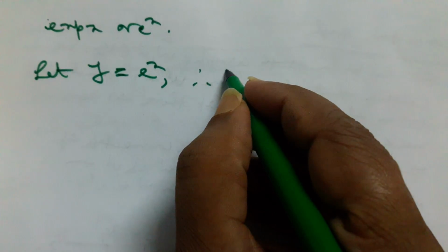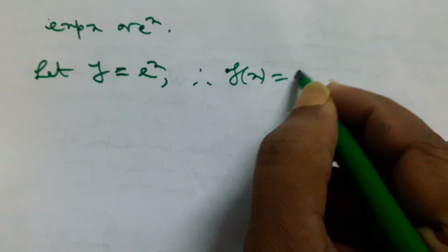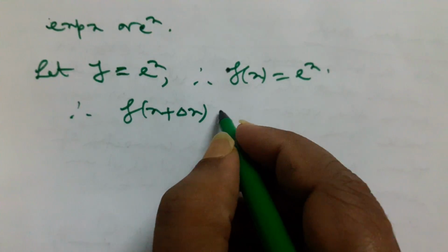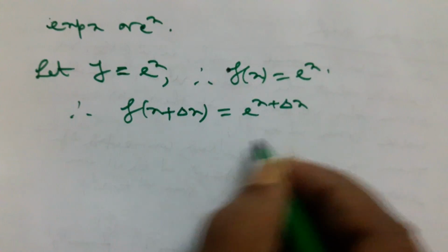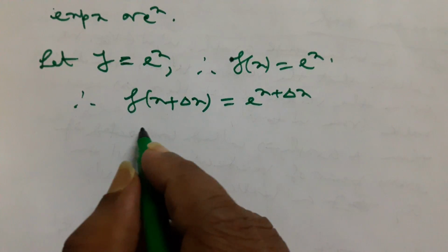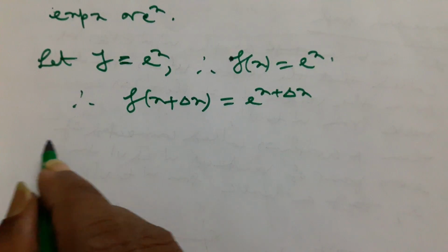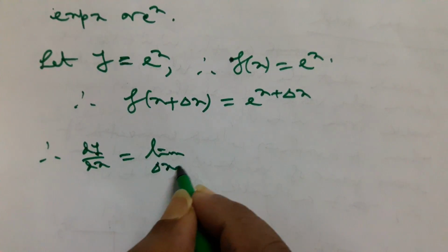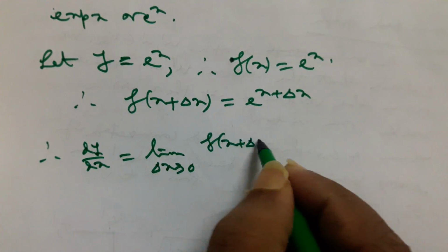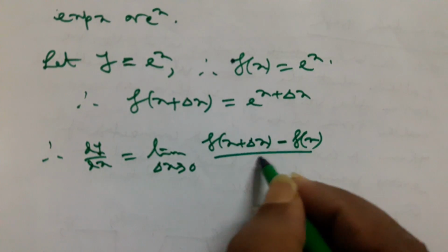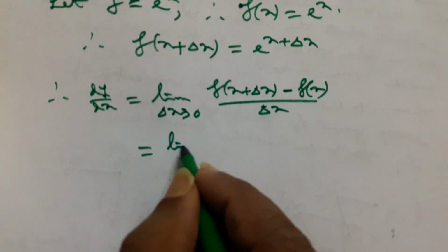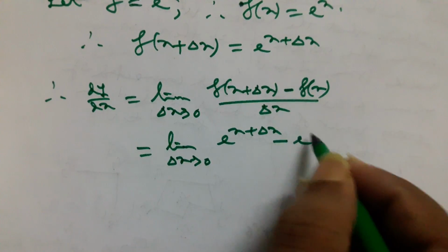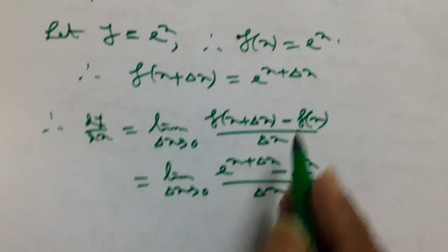Therefore, f(x) equals e to the power x. We calculate f(x plus delta x), which is e to the power x plus delta x. We already know f(x) equals e to the power x. Therefore, from the definition, dy/dx equals the limit as delta x tends to 0 of f(x plus delta x) minus f(x) by delta x, which is the limit as delta x tends to 0 of e to the power x plus delta x minus e to the power x by delta x. We substitute the functional value.